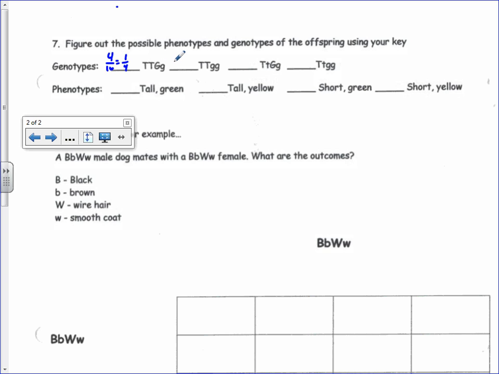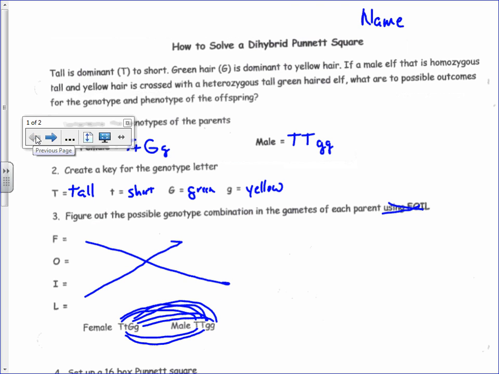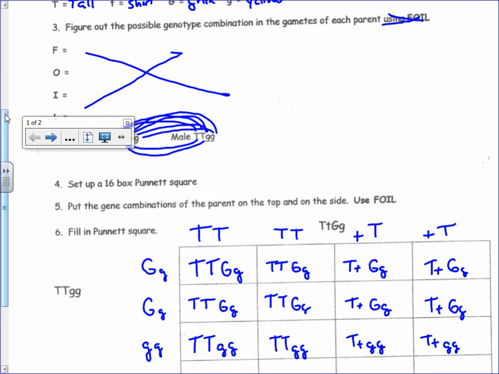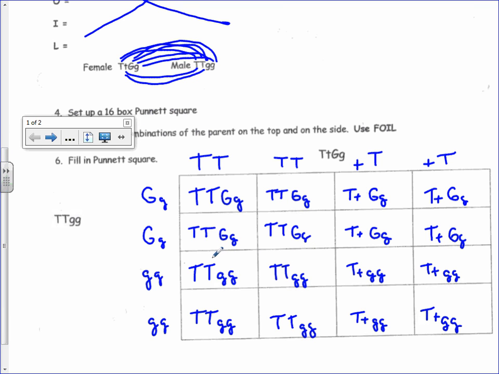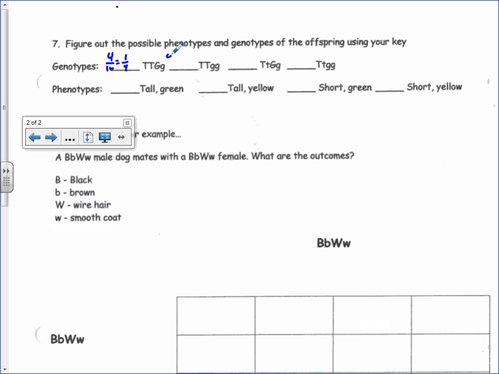The next combination we're asking about is homozygous for height and homozygous recessive for color. So let's look back at the box here. So we have 1, 2, 3, 4 that are homozygous dominant for height and homozygous recessive for color. So that's going to be 4 out of 16 again, which reduces to 1/4. So 1/4 of them are going to be homozygous dominant for height and homozygous recessive for color.